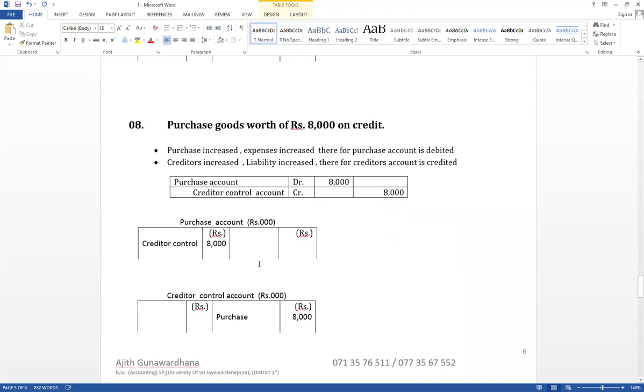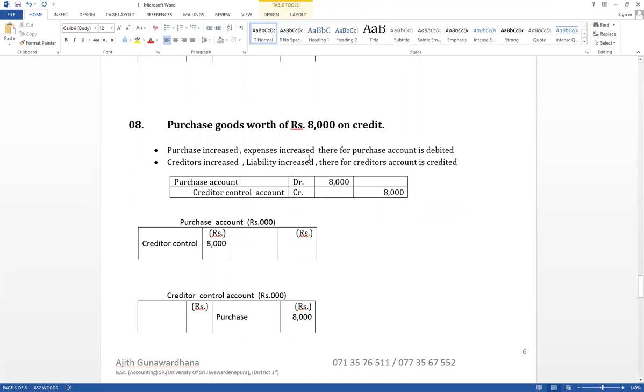Then 8.1, credit purchase. As a result of credit purchase, the value is not paid yet. It does not affect the cash account. Therefore, we have to pay. Those are called creditors, which is equal to trade payable. Therefore, as a result of credit purchase, purchase expense increases, therefore purchase account debit. But the value is not paid in cash. We have to pay. Those are called creditors.